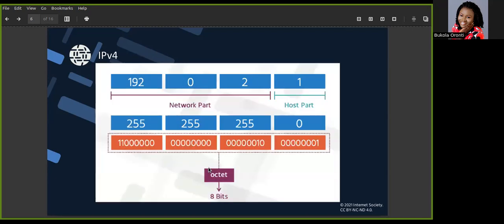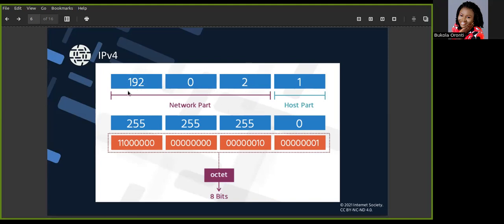So like you can see here, this is an example of an IPv4 address. If you look at it, it is broken into four parts. That is, 192 is an octet, 0 is another octet, the next 2 is another octet, and the last part, 1, is another octet. Imagine the break as dots; the octets are separated by dots.